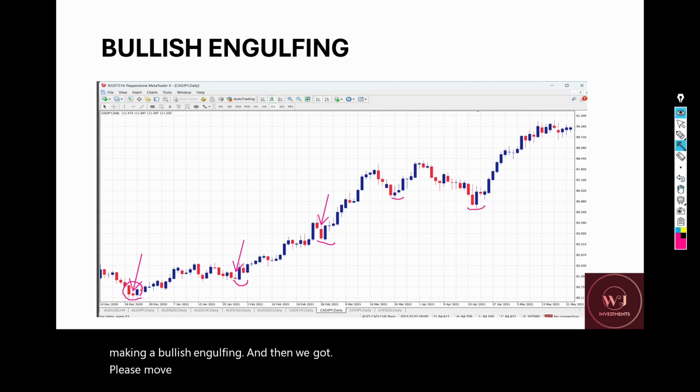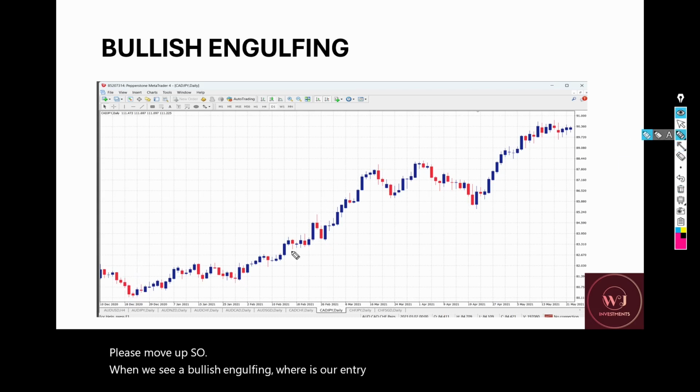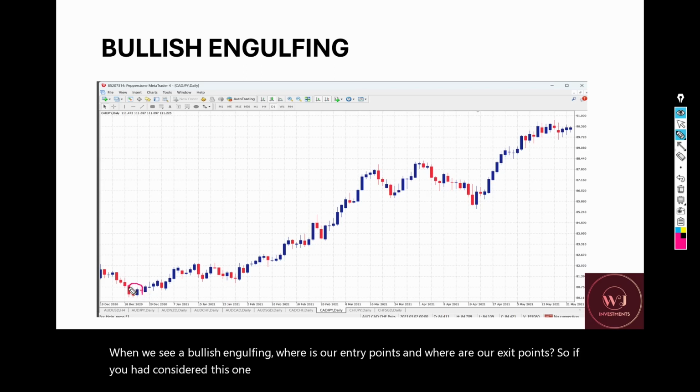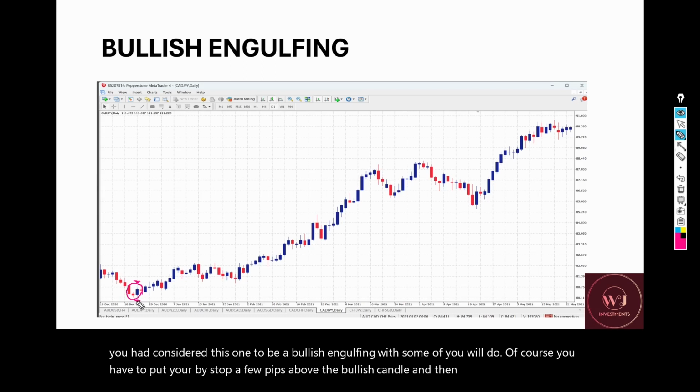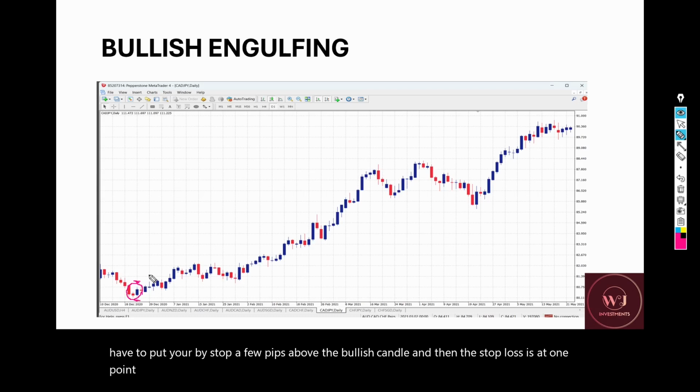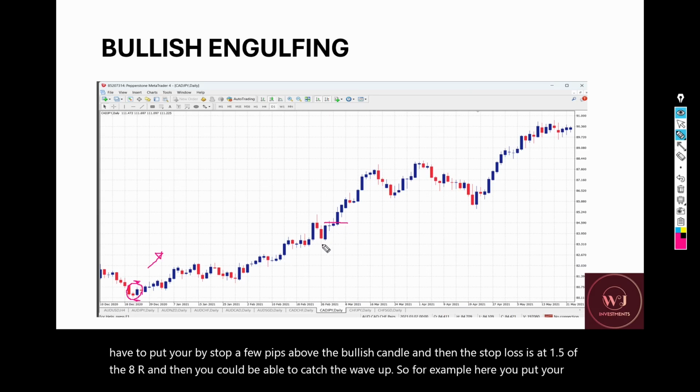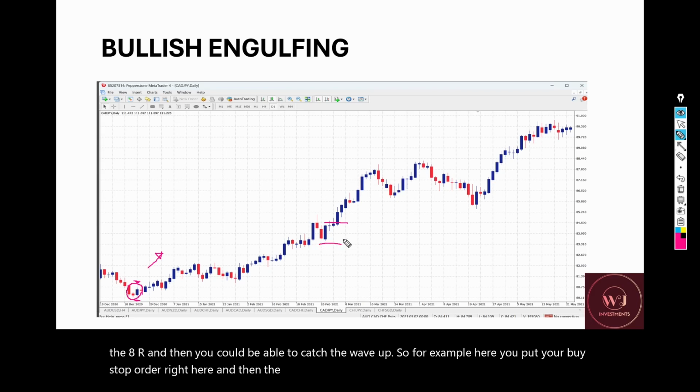So when we see a bullish engulfing, where are our entry points and where are our exit points? If you had considered this one to be a bullish engulfing, which some of you will do, of course, you have to put your buy stop a few pips above the bullish candle, and then the stop loss is at 1.5 of the ATR, and then you could catch the wave up. So for example, here you put your buy stop order right here, and then the stop loss, followed by a wave up.